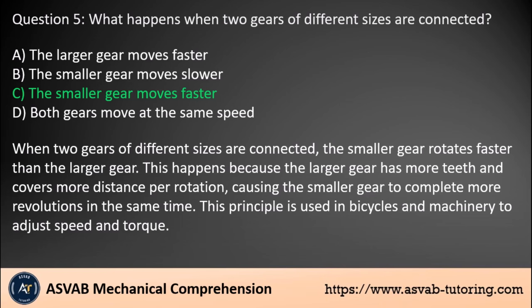Explanation: when 2 gears of different sizes are connected, the smaller gear rotates faster than the larger gear. This happens because the larger gear has more teeth and covers more distance per rotation, causing the smaller gear to complete more revolutions in the same time. This principle is used in bicycles and machinery to adjust speed and torque.